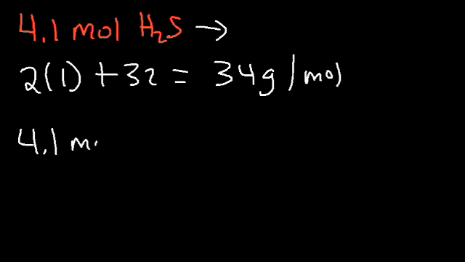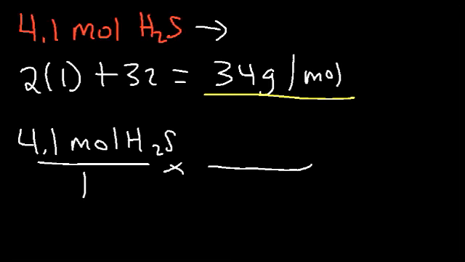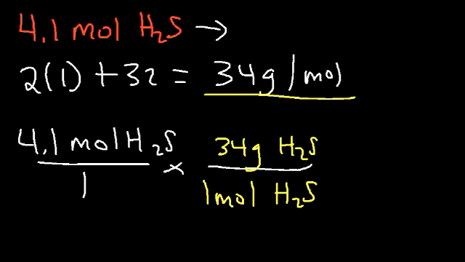So starting with the moles, let's convert it to grams using our conversion factor, which is the molar mass. So 1 mole of H2S has a mass of 34 grams. So the units, moles of H2S, cancel. So now we got to figure out what 4.1 times 34 is. So let's multiply 4.1 by 34.